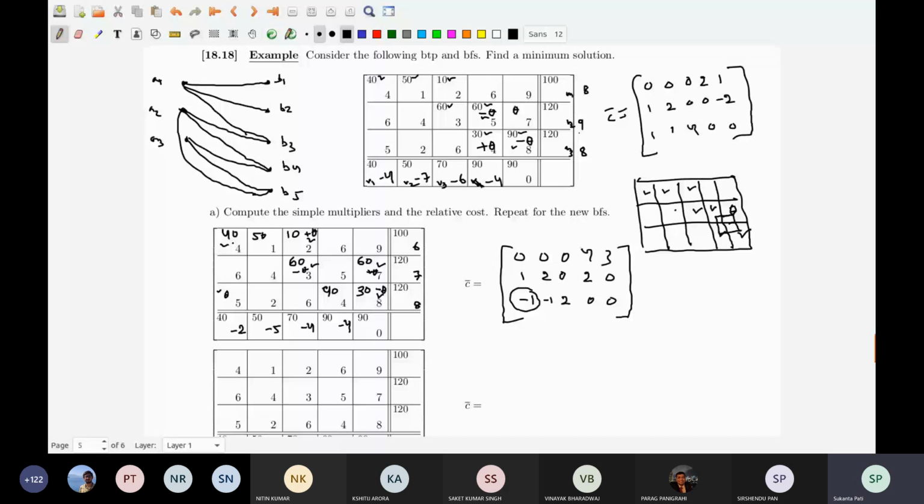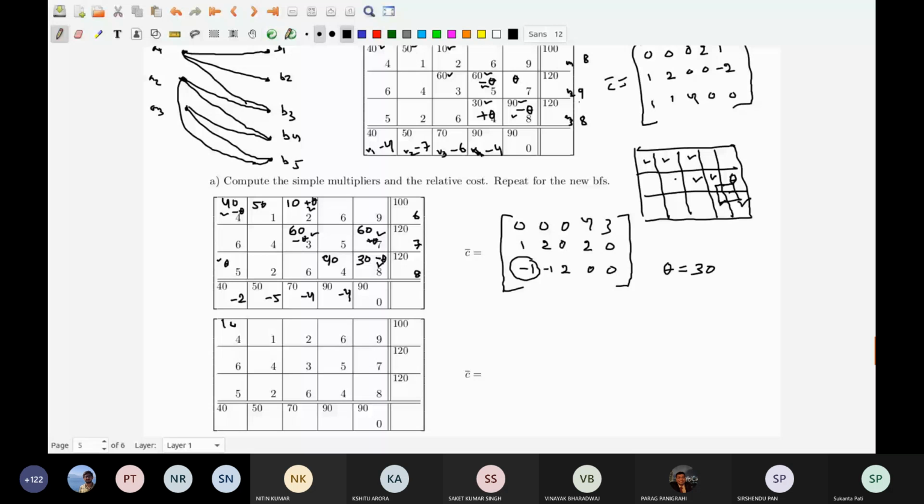So what is the next? Now the next one is the following. 10. What goes out? In that case, the 3, 5 variable goes out. 5, 40, 30, 90. This one is going out. I have 90, 30. This is your next BFS.